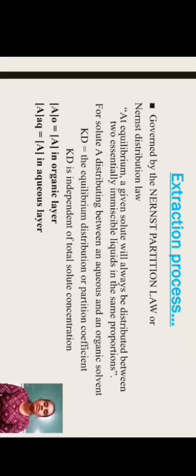Now I will discuss the theory of solvent extraction. Solvent extraction, sometimes called liquid extraction, involves the selective transfer of a substance from one liquid phase to another. Usually an aqueous solution of the sample is extracted with an immiscible organic solvent.